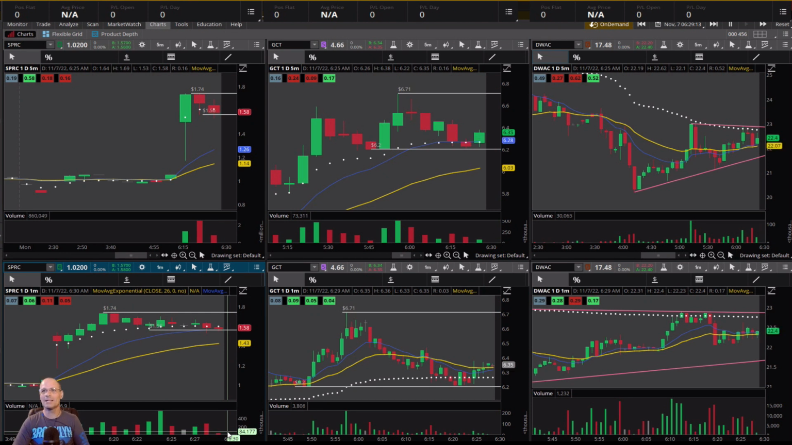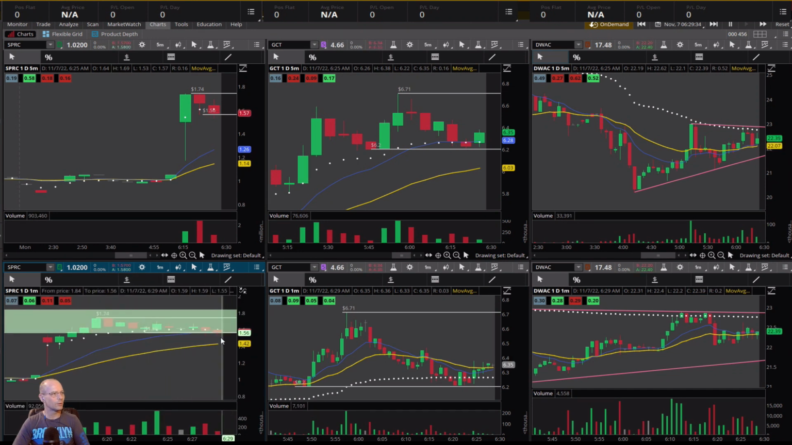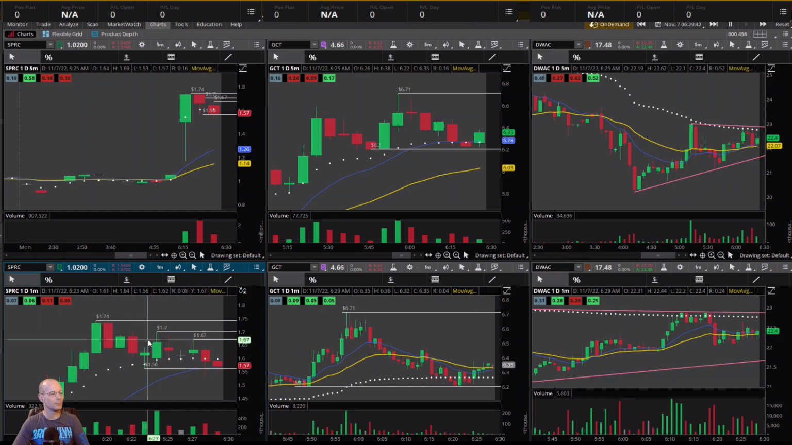All right, so we have less than a minute till the market opens. So SPRC, looking at that 2-bar pullback on the 5-minute, we did break support, but no follow through yet. And we'll see what happens here. Would need to get over at least $1.67, possibly $1.70 and hold if I was going to jump into a trade on that.